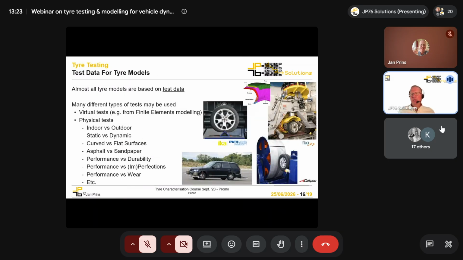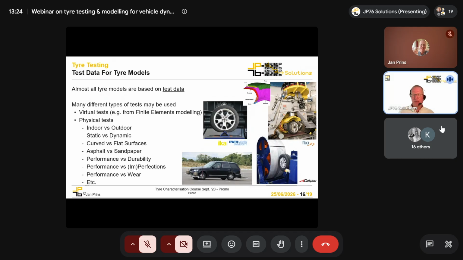But as already mentioned earlier, if you want to create tire models, you most likely are going to need test data, and there are different ways of acquiring test data. If you have really good knowledge of what's inside a tire, i.e. you're most likely a tire manufacturer, then you could use virtual tests. You could do finite element modeling and try and do the kind of tests that there are pictures of on the screen here virtually in FE.